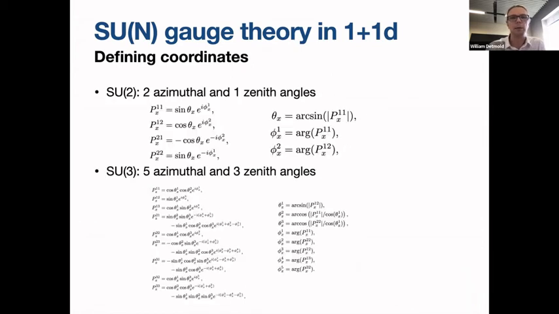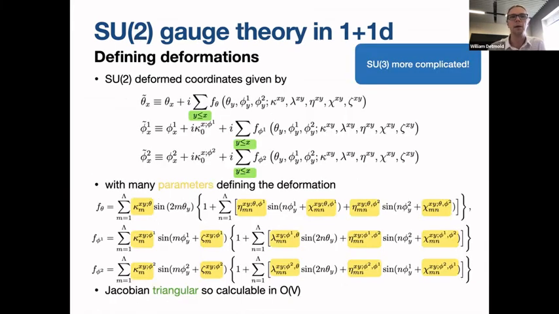Yeah, let me skip. So if you're given plaquettes, you can write this in terms of these azimuthal and zenith angles, and if you're given these angles, you can go back to the plaquettes. Okay. So we're going to do deformations of these, and so I'm just writing this down for SU2. So our deformations take 1 zenith angle theta and 2 azimuthal angles phi1 and phi2 at each point x in our 1 + 1 dimensional space-time.